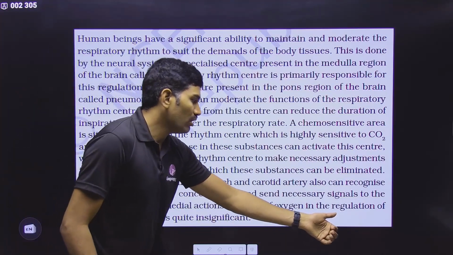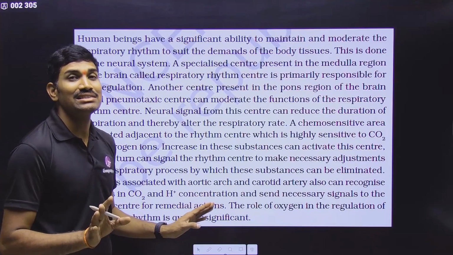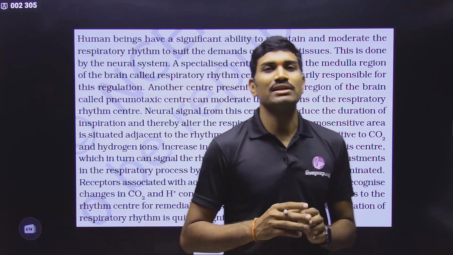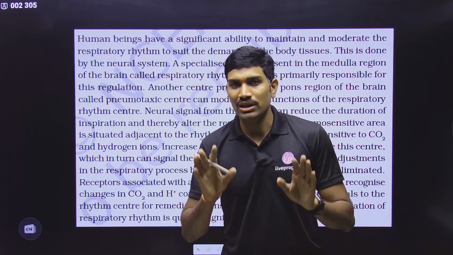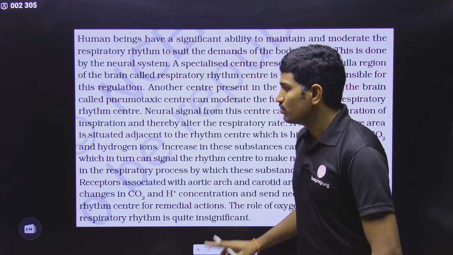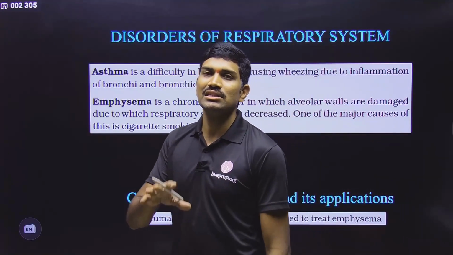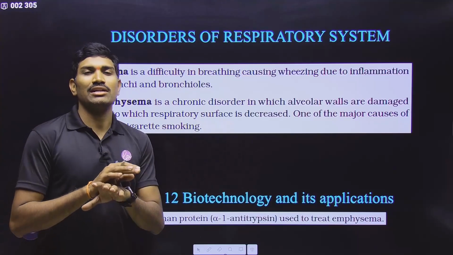Whatever action should be taken to resolve the problem will be taken by the respiratory rhythm center. The role of oxygen in the regulation of respiratory rhythm is quite insignificant. That means the role of oxygen in breathing rate control is very, very less. Understood or not? In our body, we have receptors to measure the levels of CO2 and H plus ion, so the role of oxygen is very, very less. With that, the respiration regulatory mechanism is completed.